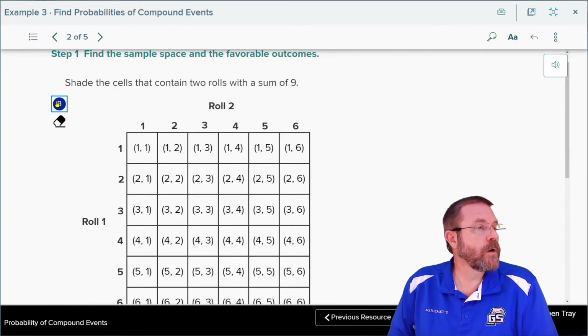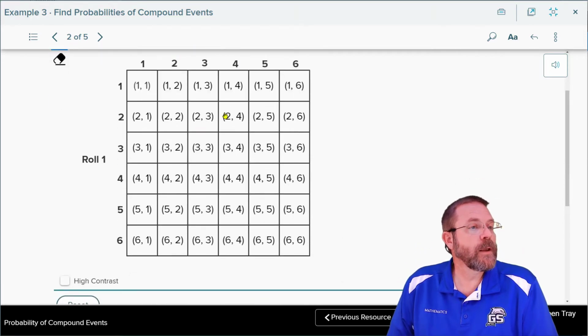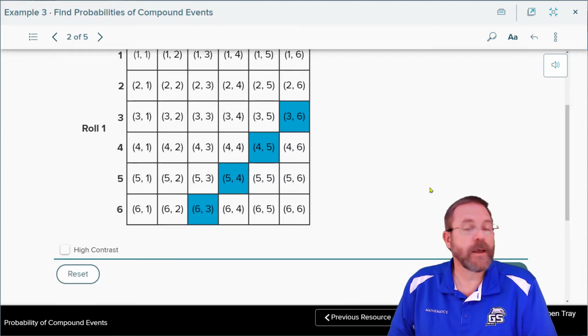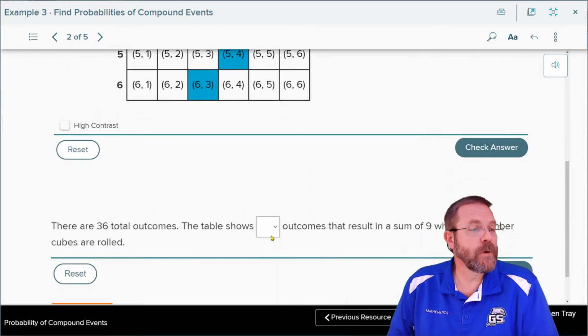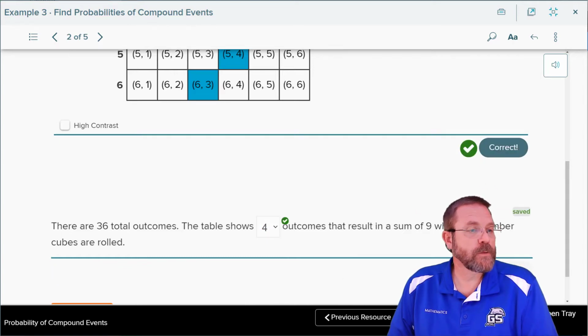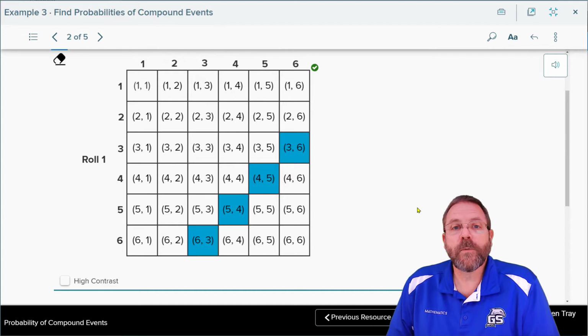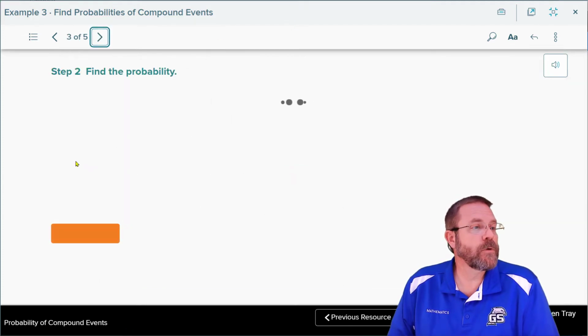So there are 36 outcomes, and the table shows blank outcomes resulting in a sum of 9. Well, let's color them in. A sum of 9, let's see here, that's only going to get me up to 8. And here we got a 3 and 6 is equal to 9. A 4 and 5 is equal to 9. A 5 and 4 is equal to 9. And a 6 and 3 is equal to 9. I believe those are the only ones that equal 9. So I'm going to pick the 4. And I'm going to check the top answer, I'm going to check the bottom answer, and so right now we have found that 4 out of the 36 possible outcomes is going to equal 9.